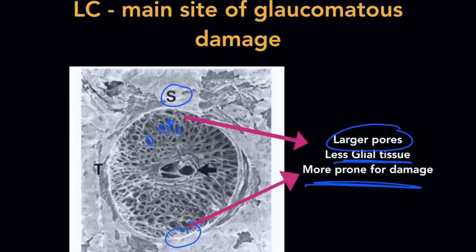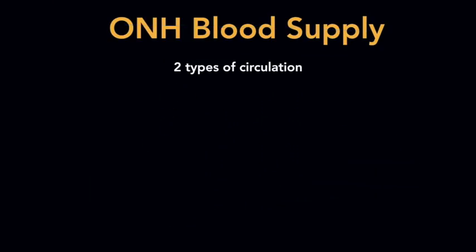And that's why we always say the superior and the inferior parts of the neuroretinal rim, or the superior inferior parts of the axonal bundles, they are more prone for glaucoma. That is very important, and that's why let us make a statement that the lamina cribrosa is the main site of glaucomatous damage. What about the optic nerve blood supply?